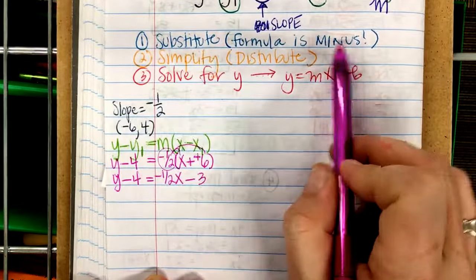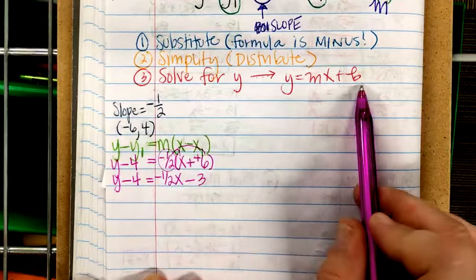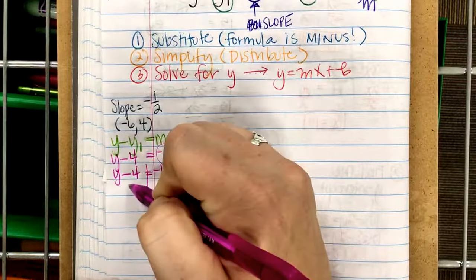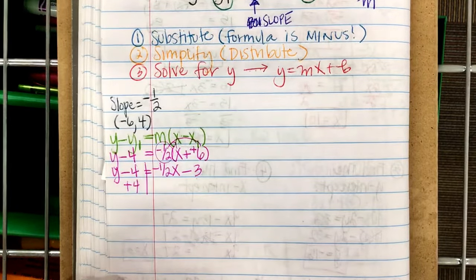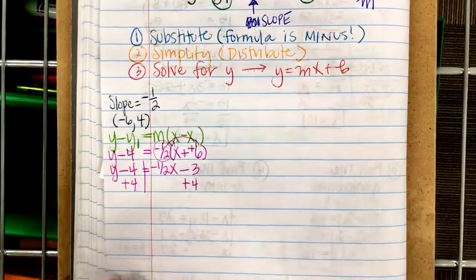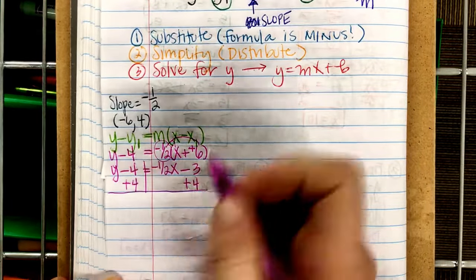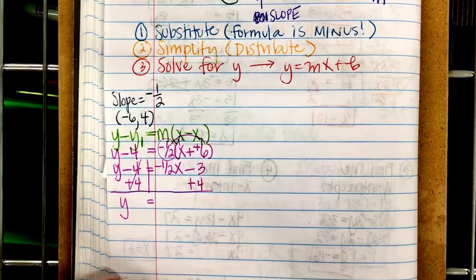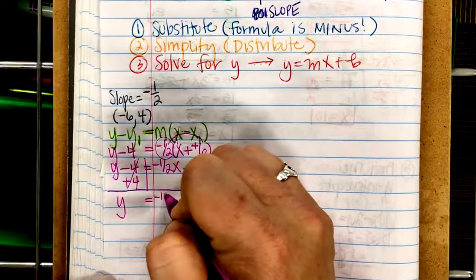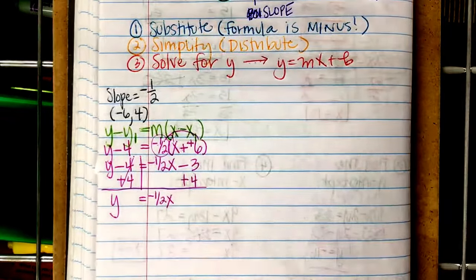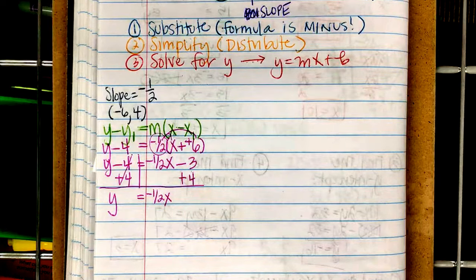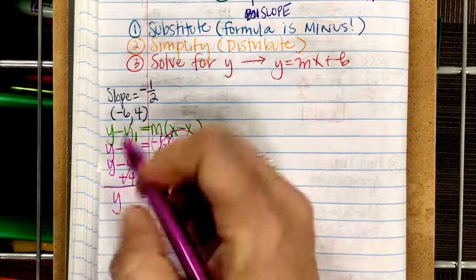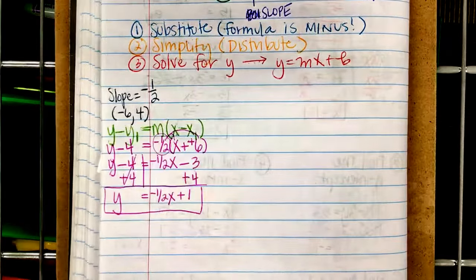All right, so substitute, check. Simplify, check. Step 3, solve for y, meaning get y alone. So what am I going to do? Plus 4, plus 4. y equals, did the -1/2 x change? No. What's -3 plus 4? 1. Plus 1, so should I put plus 1? Yeah. Now could you graph that? There we go.